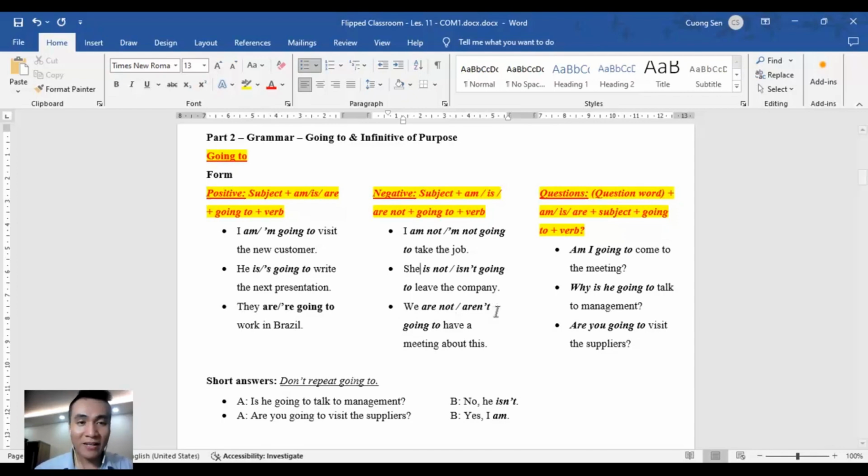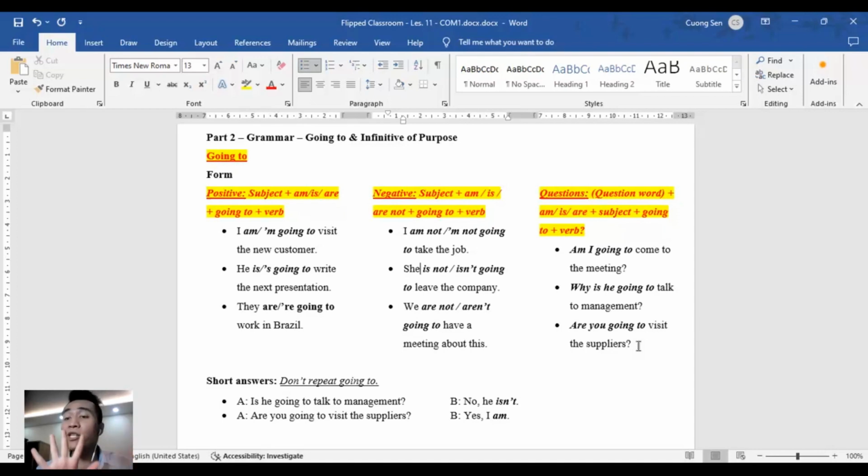So nothing difficult here. And for questions, it's a lot easier than that. Look here again, positive form. We have subject, am, is, are, going to, and verb. This time we do it differently, because we put the am, is, are differently. We change the order. So can you do it? It's a question word, not a subject anymore, then am, is, are, subject right here, and going to, and verb.